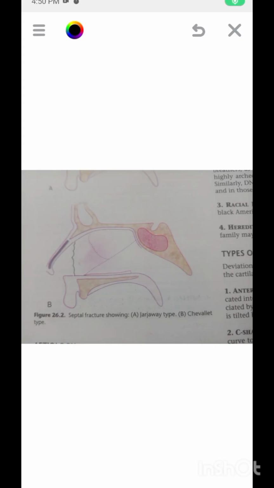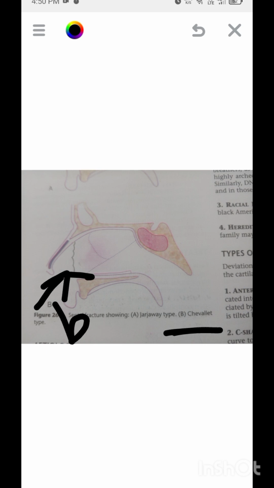Now, this is the Chevallet fracture. It results from a blow from below, and it starts from the anterior nasal spine and ends at this junction. This is the bony part, this is the septum. It ends here: from the anterior nasal spine to the junction of the septum and the bony part. This is the Chevallet type fracture.